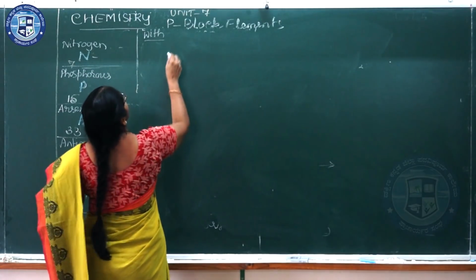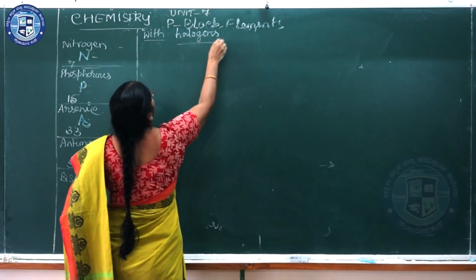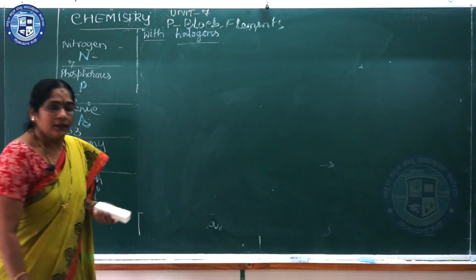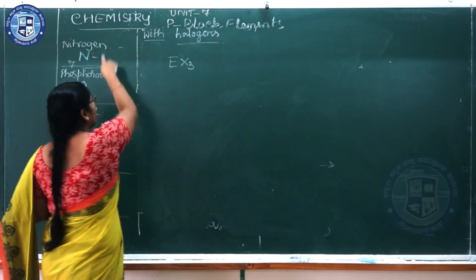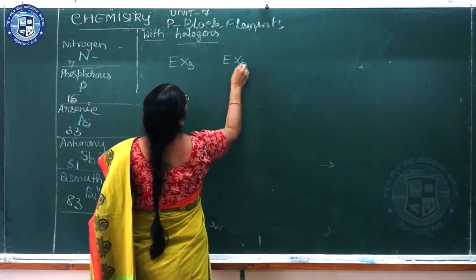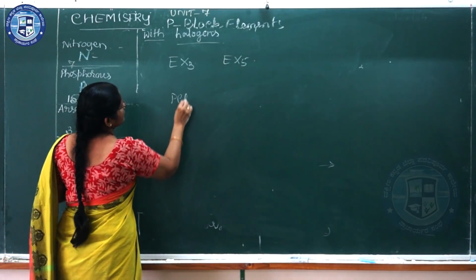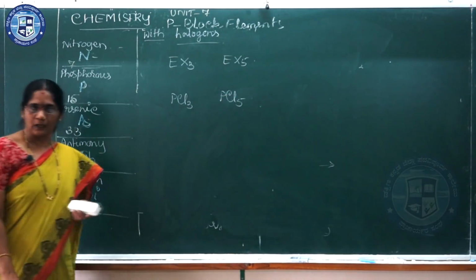Next we will see just the reaction with halogens, a little bit about this. They can use two oxidation states to form EX3, where E can be any of these elements, and EX5. For example, phosphorus trichloride and phosphorus pentachloride.